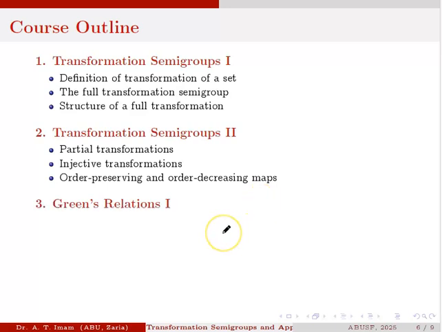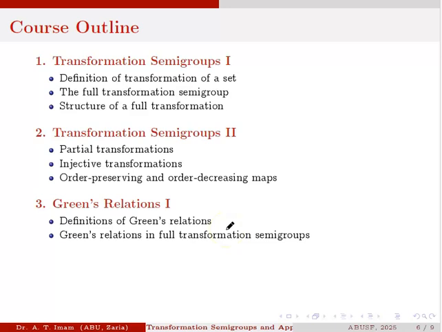The third chapter will cover Green's relations. In this chapter, the first section will present the definition of Green's relation in general, and then we will talk about characterizing Green's relation in full transformation semigroup in both finite and infinite cases, and then we'll look at the structure of the finite full transformation semigroup. We will study this structure via the characterization of the Green's relations.